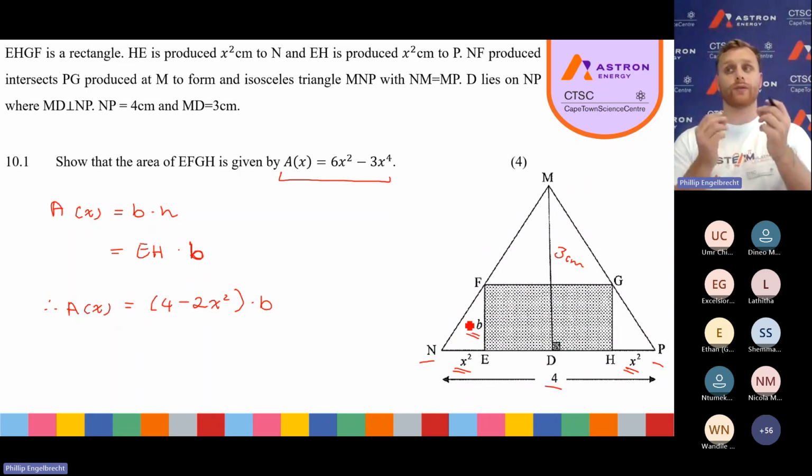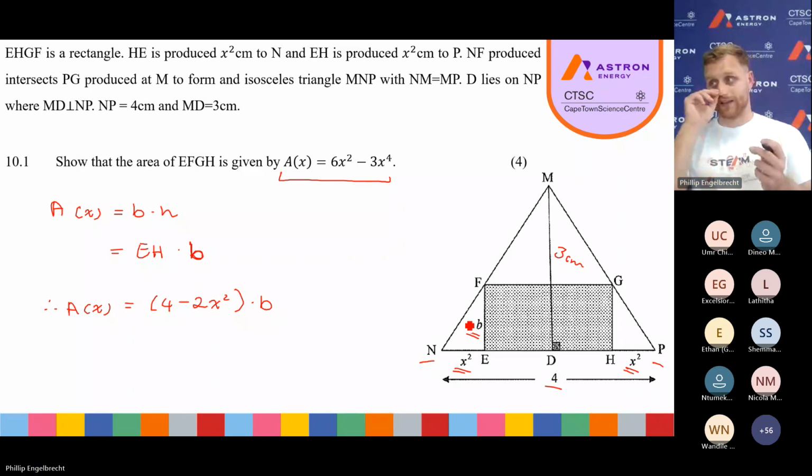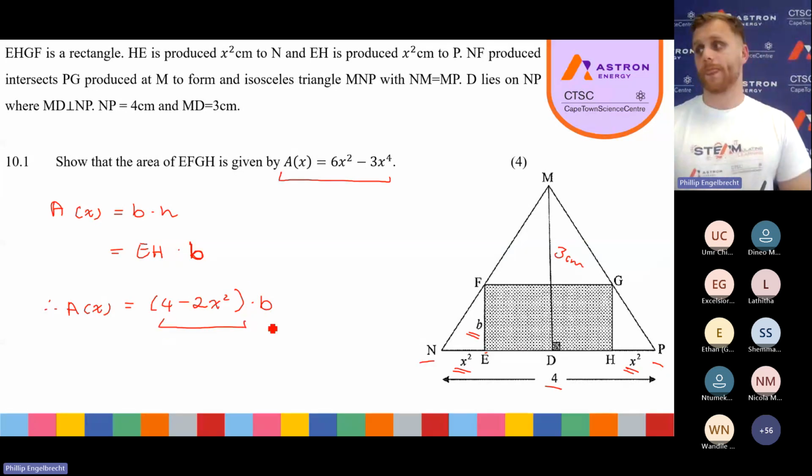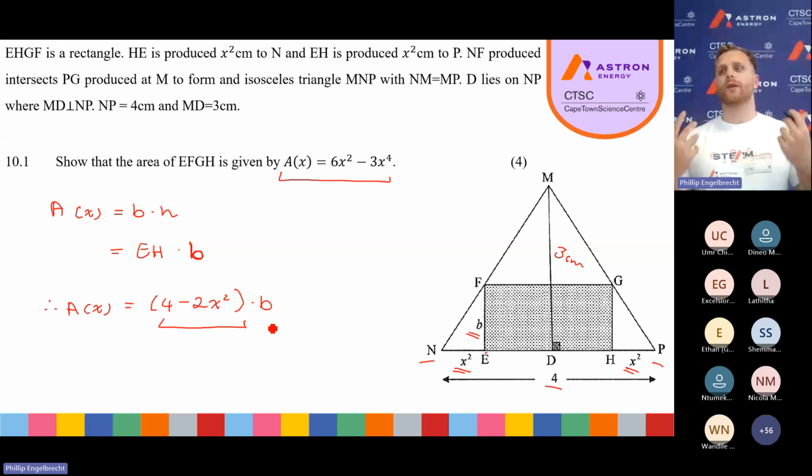Now, how do we find B? Yeah, guys, so NP is 4 units, all right? And we want to find the value of EH because we want to find the area of that rectangle, okay? So the EH is simply going to be 4 minus that 2x squared, okay? That's how we get this. Okay, now we need to find what B is, all right? So this is the one where you actually have to think a little bit.